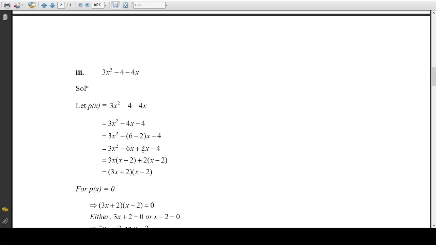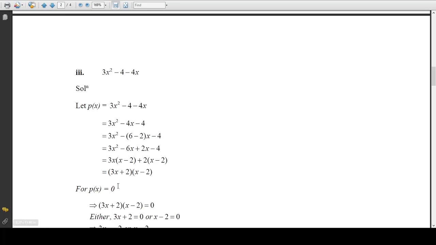Plus, now between 2x and 4, which is common? 2 is common. 2 ones are 2, 2 twos are 4. x is not common, therefore you will take only 2. 2 has been taken common, only x will remain, and 2 twos are 4, so you get 2. Now the things inside the brackets are the same, so we will take only one. You have (3x plus 2) and (x minus 2) as the factors of the given polynomial.